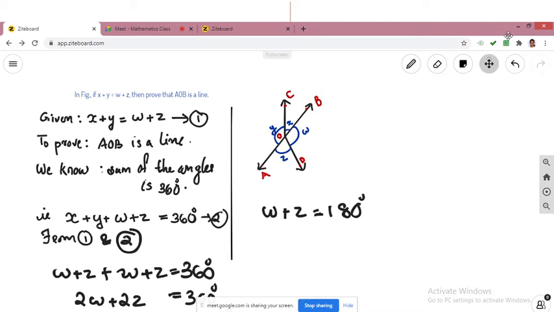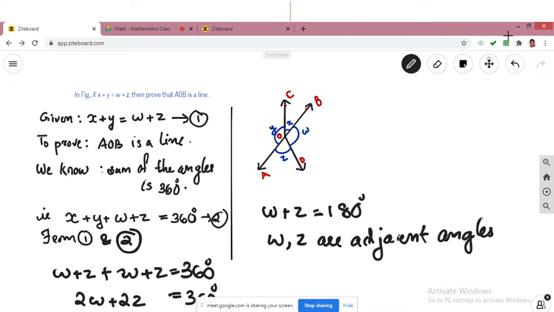I was asking about when you are talking about adjacent angles, you need to consider not only the common vertex and side, you should also look at their non-common arms. Here the non-common arms are lying on either side of the common arm. So you need to consider that also when you are thinking about adjacent angles. So w and z are adjacent angles, and their sum is 180 degrees.